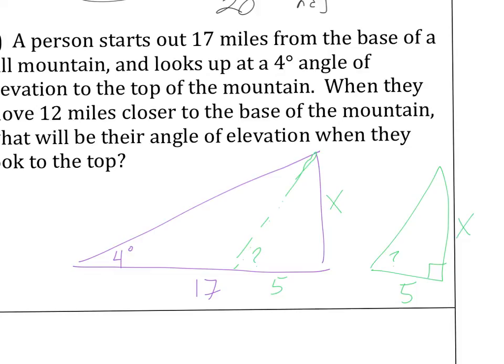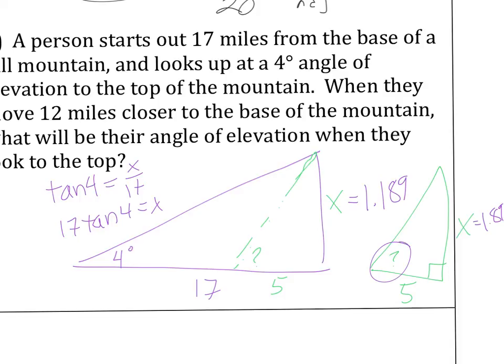So first things first. What I could do is treat this as a tangent problem. So we've got tangent of 4 is equal to x over 17. 17 tangent of 4 is equal to x. So 17 tangent 4, and that's going to be 1.18. That seems really small. Oh, wait, we're in miles. That's fine. So 1.189 miles. Okay, that's the same one.